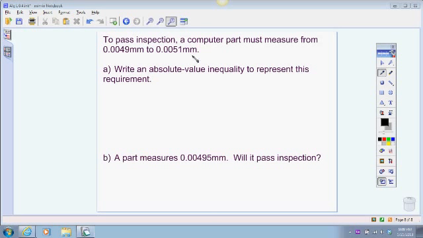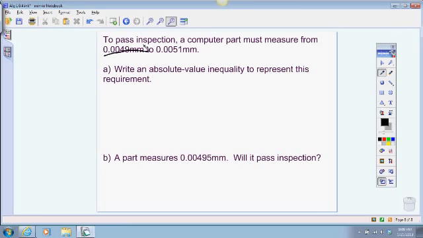Now, that's not much room for error there. First of all, a millimeter is pretty small, and we're talking about 49 10,000ths to 51 10,000ths. That's a really, really fine margin of error. So the directions here say write an absolute value inequality. Let me show you how you would write an absolute value inequality.